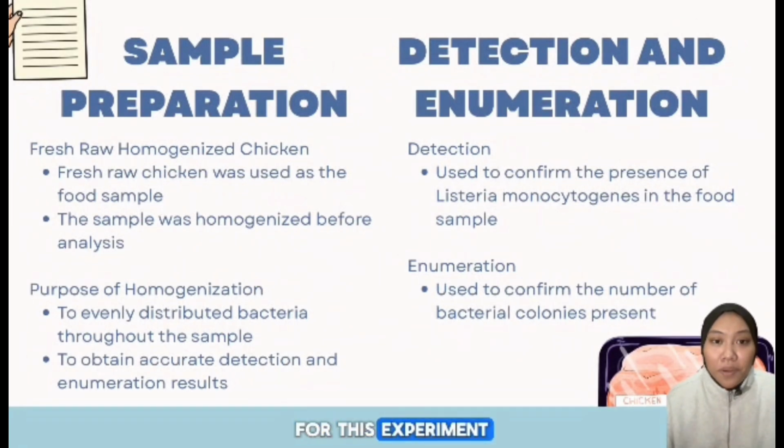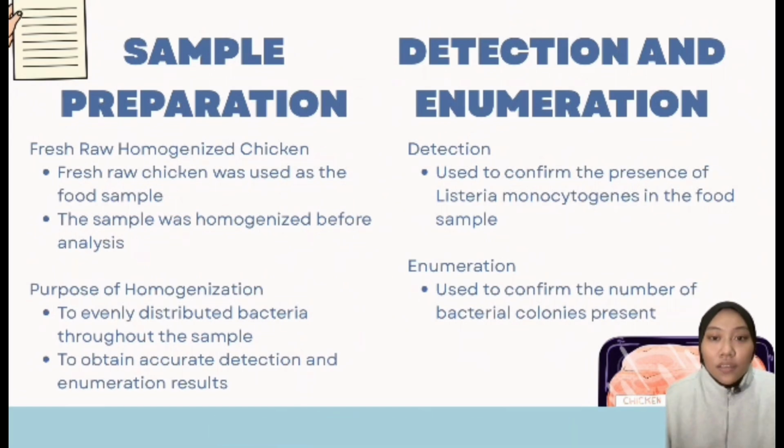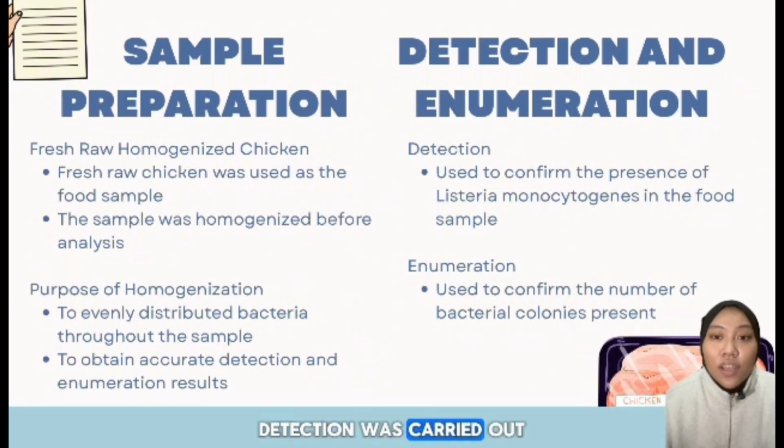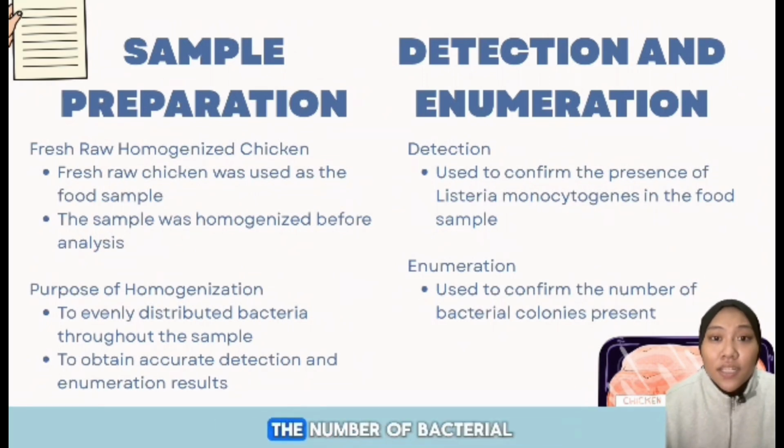For this experiment, fresh raw chicken was used as the food sample. The sample was homogenized before analysis to ensure that the bacteria were evenly distributed throughout the sample. This is important to obtain accurate detection and enumeration results. Lastly, detection was carried out to confirm the presence of Listeria monocytogenes in the food sample, while enumeration was performed to determine the number of bacterial colonies present.